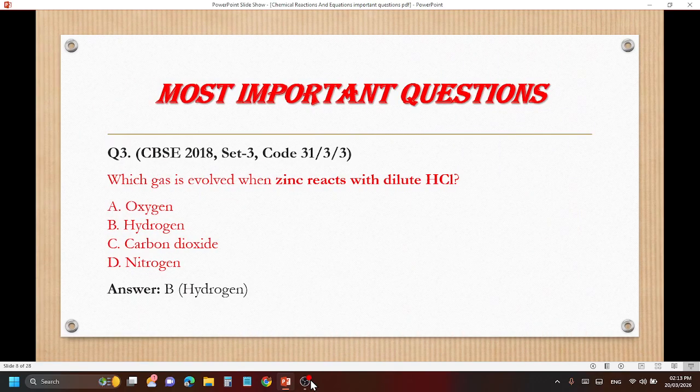Now, moving on to the third question, which is from CBSE 2018 set 3. Which gas is evolved when zinc reacts with dilute HCl?